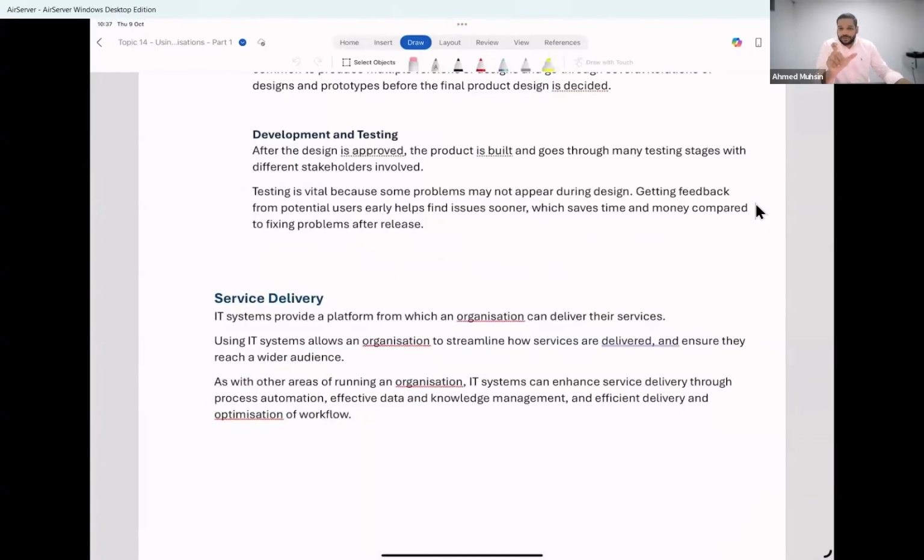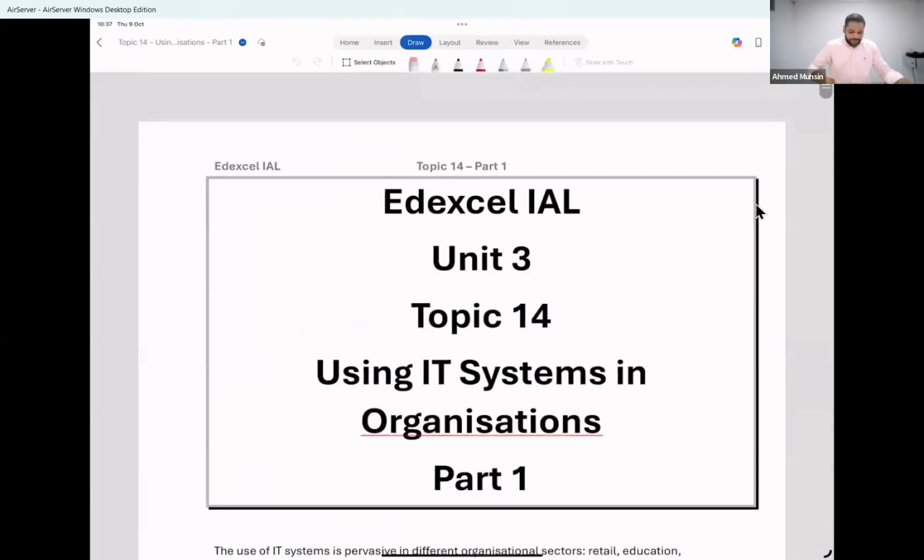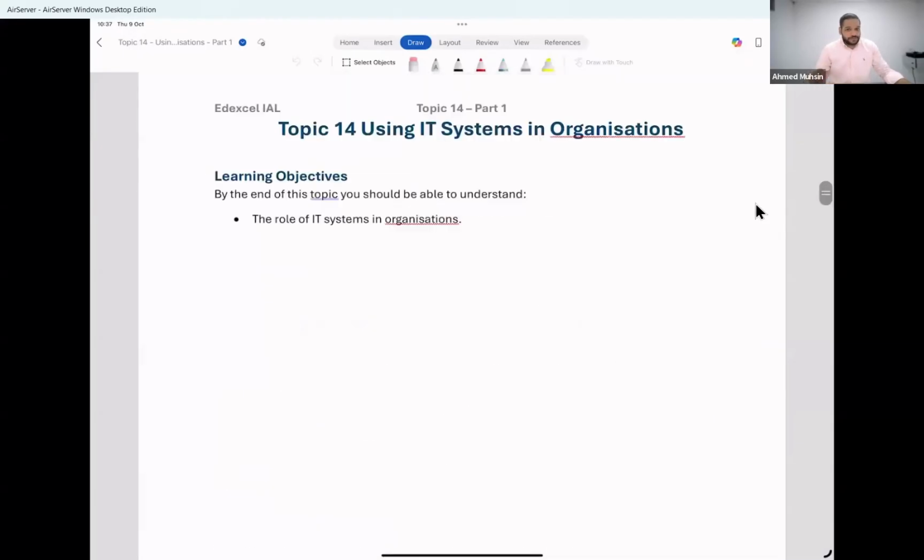In topic 14 part 1, we spoke about what was our objective, guys? Can you all read this objective here? The role of IT systems in organizations. Everybody, the role of IT systems in organizations. We broke it into 5 different parts. What were those 5 parts? Operational support, activities that happen on a daily basis. How can IT be used?